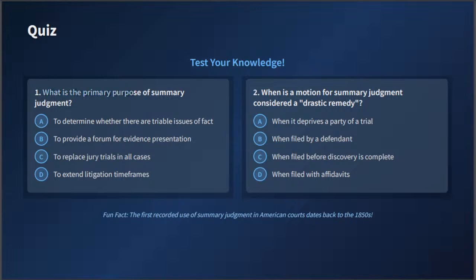So, what is the primary purpose of summary judgment? A, to determine whether there are triable issues of fact. B, to provide a forum for evidence presentation. C, to replace jury trials in all cases. Or D, to extend litigation timeframes. Okay, any takers there, just put them in the chat. We'll move on to question number 2.